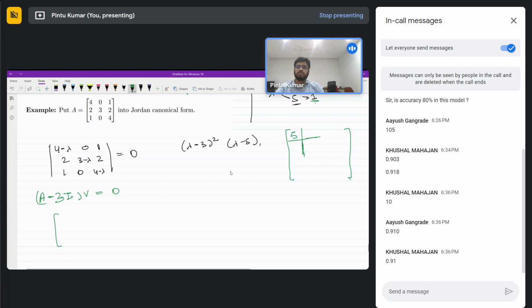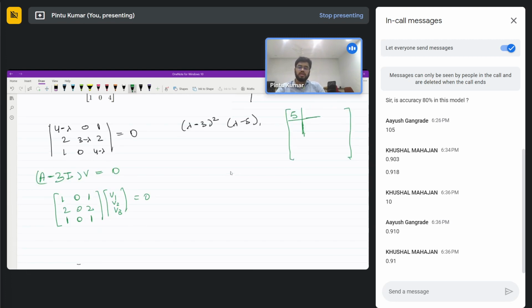Let's write out this matrix. 4 minus 3 is 1, 0, 1, 2, 0, 2, 1, 0, 1. We want this times v1, v2, v3 to be equal to 0. If you just row reduce this, you can see straight away that if you subtract 2 times the first row, this becomes 0, this becomes 0. If you subtract the first row from the third, this becomes 0 too. So the equation reduces to the matrix 1, 0, 1, 0, 0, 0, 0, 0, 0 times v1, v2, v3 equal to 0.